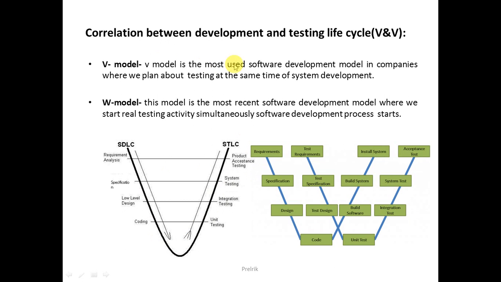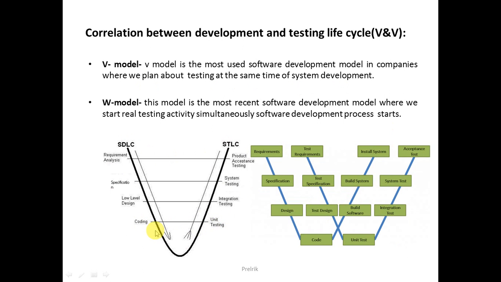The V model is the most used software development model in companies, where we plan testing at the same time as system development. So what we are doing here is planning testing at the same time as software development. Okay, and now let's see the W model. What's the difference in the W model? Here you can see that all the STLC activity is planned once the coding is done.